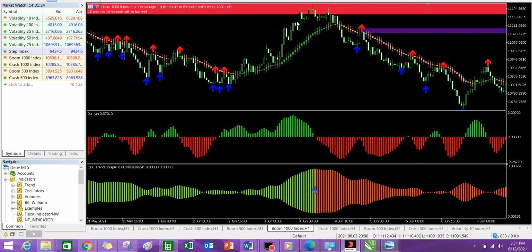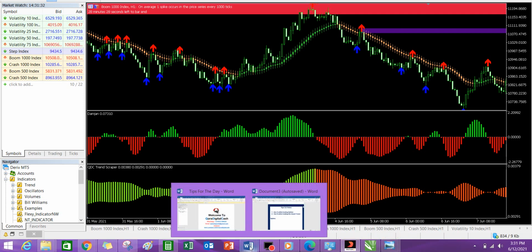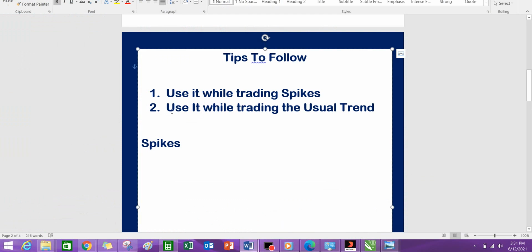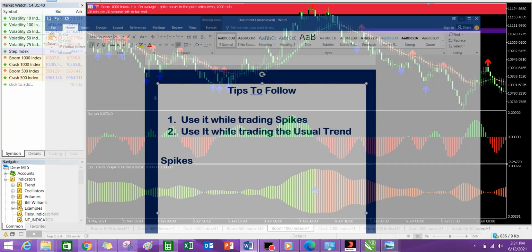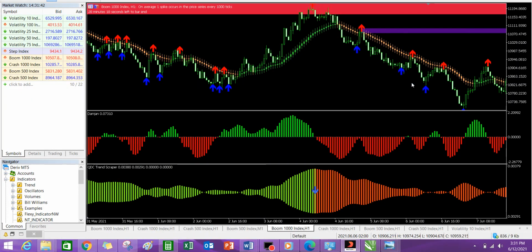But this is where we usually have a problem when we are trading normally. Okay, for Boom, you sell, right? That means I'm already explaining this aspect. Number 2, how to use stop loss while trading the usual trend. The usual trend for Boom is to sell, because when you are selling, it goes down steadily.